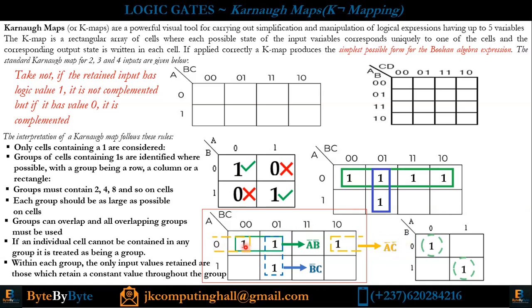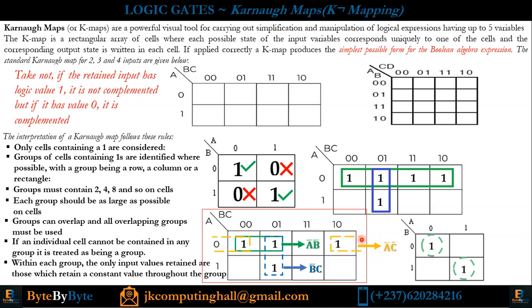At this particular value, what is B? B is 0. At this one, what is B? B is 1. So B is changing. We eliminate it. At this level, what is C? 0. What is C? 0. So C remains unchanged. And since it is at position 0, it is complemented. So we have A bar, C bar.